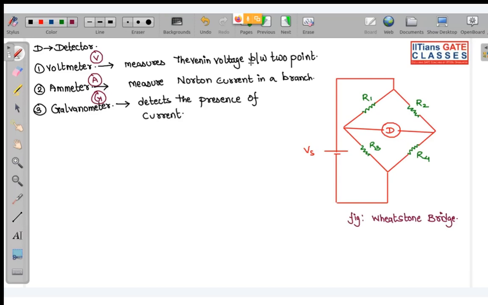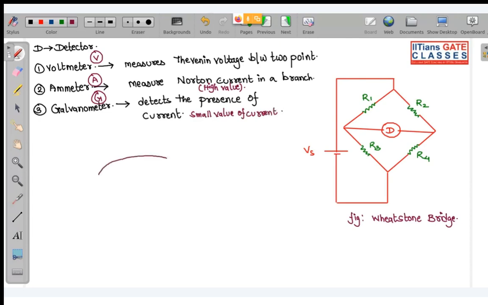Ammeter gives the measurement of the value of I. Okay, that is one difference, that it measures the value or magnitude of current, whereas galvanometer doesn't do that. Anything else? See, basically ammeter can measure high value of current, whereas your galvanometer measures just the presence or small value of current. Okay, this is the first difference.